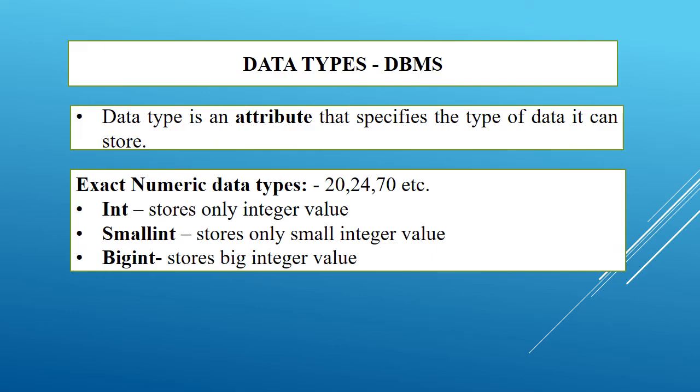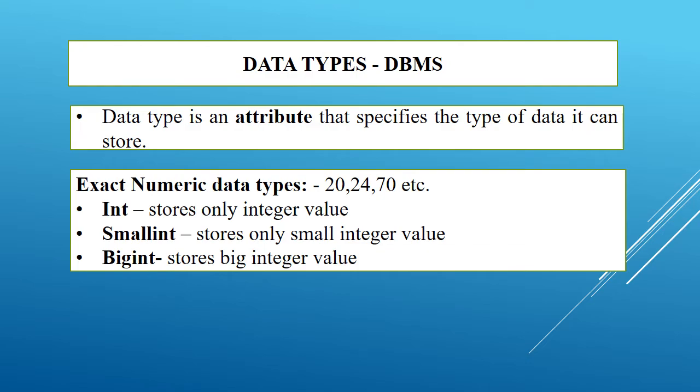Next is data types, commonly used in DBMS. If you want to store any data in a database, first we need to define a data type. The data type is an attribute that specifies the type of data it can store.